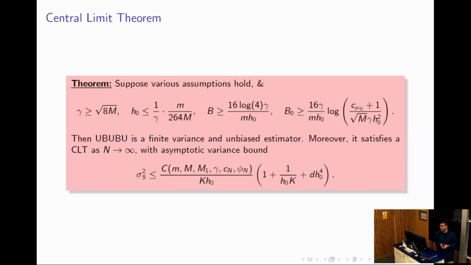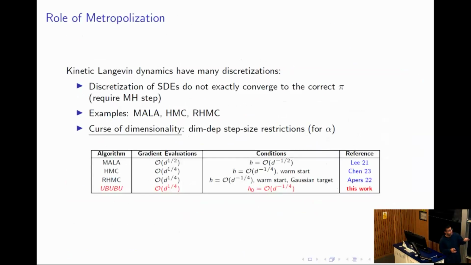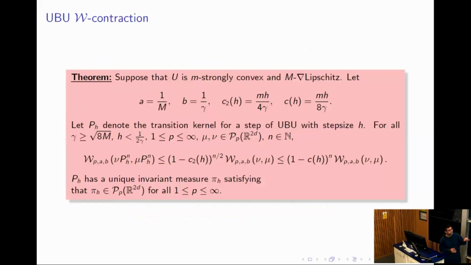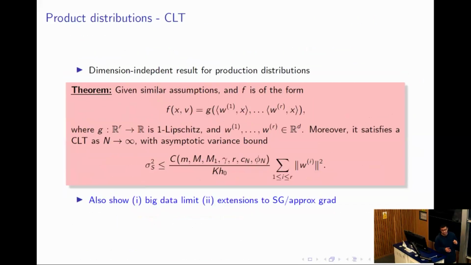The point that I want to highlight from this is that if we consider U-Boo-Boo, we have this dependence on the dimensionality, in other words d h0 to the 4. This is what I mean, corresponding to this condition that we have. So we have to scale h0 to d to the minus a quarter to ensure that we actually cancel this term out.